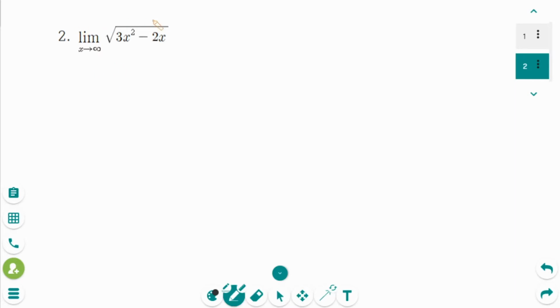This is the next question. We must again factor out the highest power of x, which is x squared. So limit x approaches infinity. Create the factored form inside of the square root, like this, and then put infinity into x.